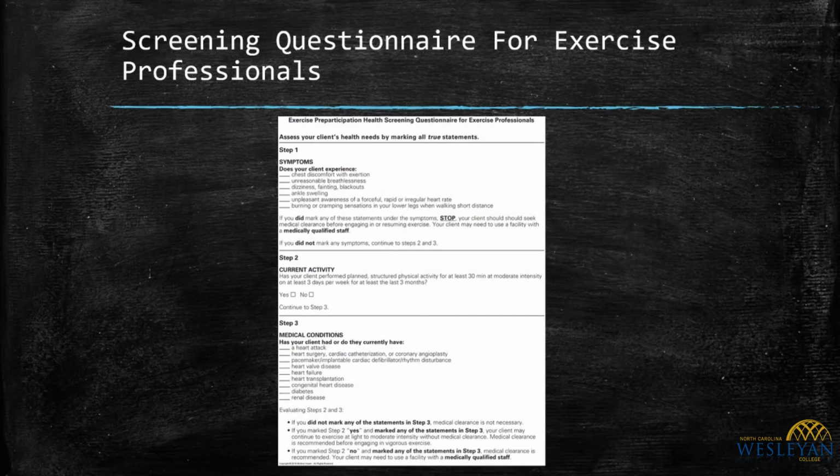This figure is an example of what the screening questionnaire would look like that would be filled out by exercise professionals. This is done to determine any signs and symptoms of cardiovascular, metabolic, or renal diseases.